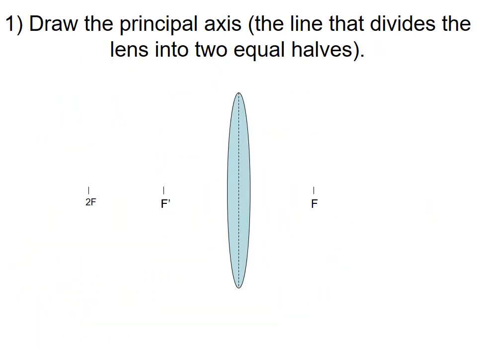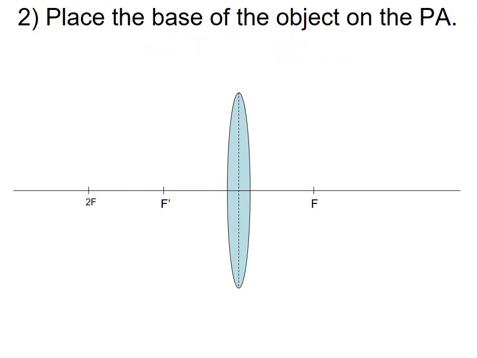So in this case, we're going to draw in our principal axis, and that separates the lens into 2 equal halves, upper and lower half. You're going to place your object on the principal axis, so the base of the object goes on the principal axis. In this case, we're going to do the scenario where the object is located at 2 focal lengths away from the lens.